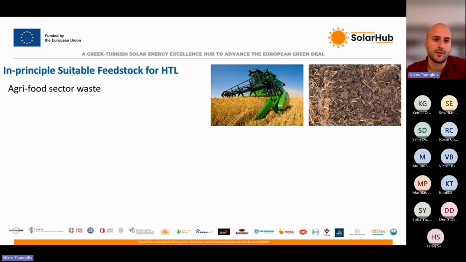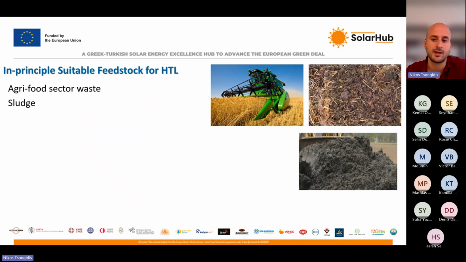So some of the, in principle, suitable feedstock for HTL. First of all, we have waste. Technically they're waste for other sectors, but in our case, they're considered as feedstock. In our case, we have the agri-food sector. So this means that any kind of waste that comes from the agri-food sector can be used as a feedstock in our case. Then we have several different types of sludge.